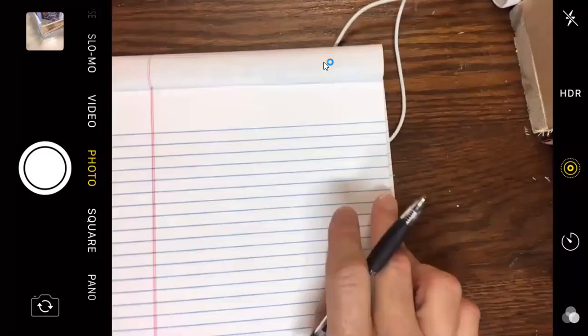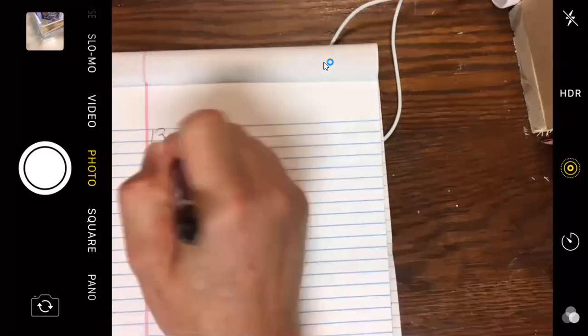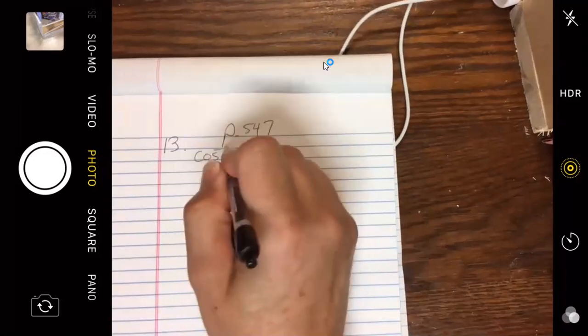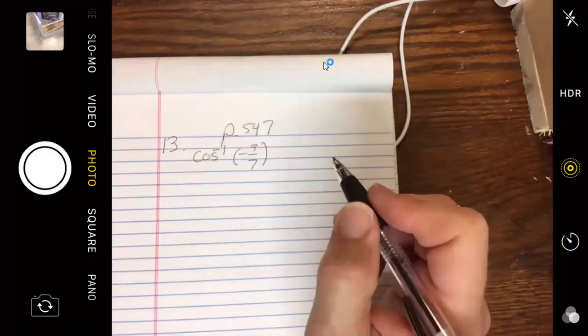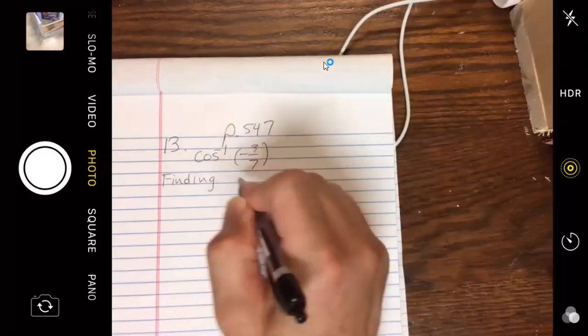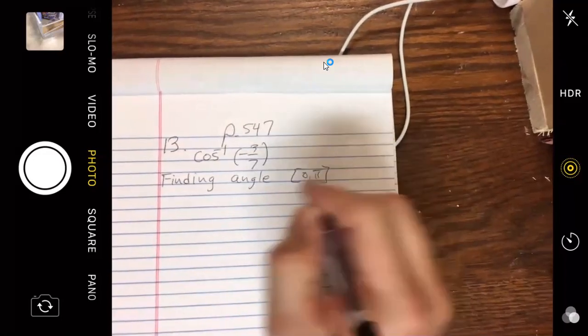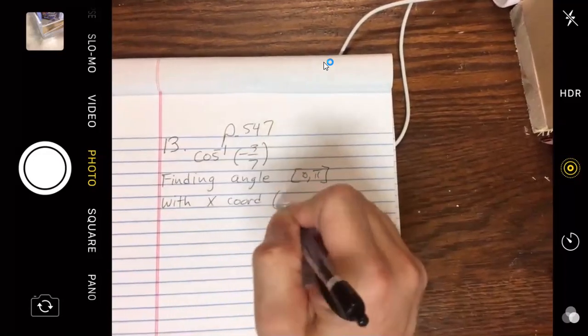What else can we do here? Let's try 13. This is still off page 547. Arc cosine of -3 over 7. Now you'd be finding the angle, again on 0 to pi, with x coordinate -3 over 7.